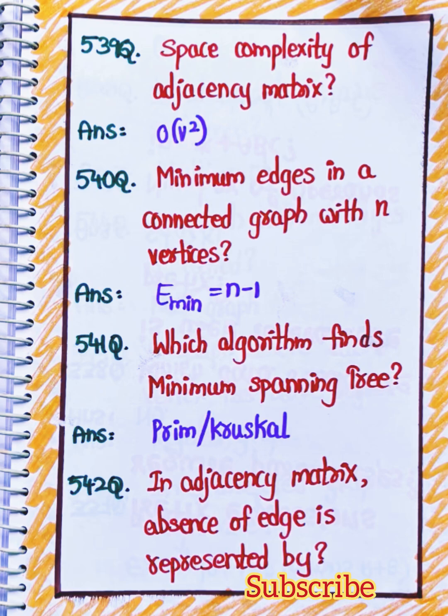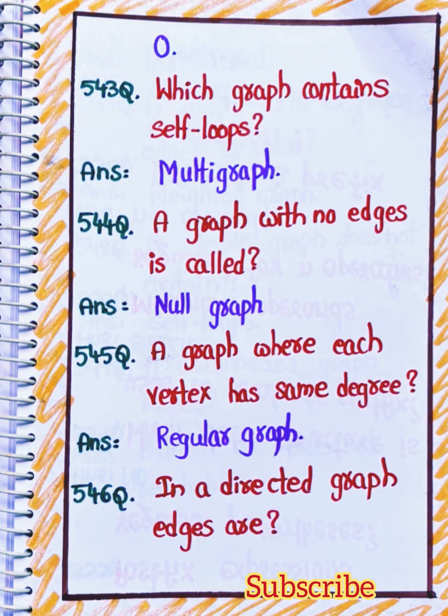Next question, minimum edges in a connected graph with n vertices. Edges minimum equal to n minus 1. Which algorithm finds minimum spanning tree? Prim's, Kruskal. In adjacency matrix, absence of edge is represented by 0.